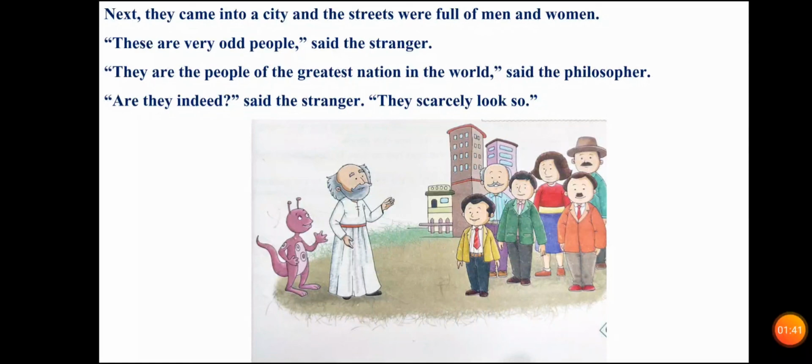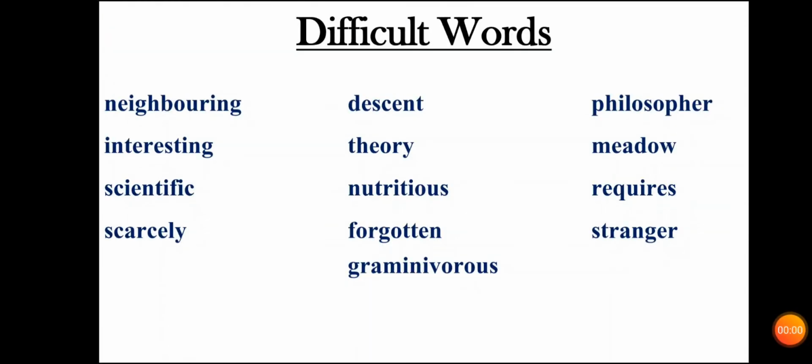Now it's time for difficult words. Let's proceed towards that. Difficult words: neighboring, descent, philosopher, interesting, theory, meadow, scientific, nutritious, requires, scarcely, forgotten, stranger, and graminivorous.